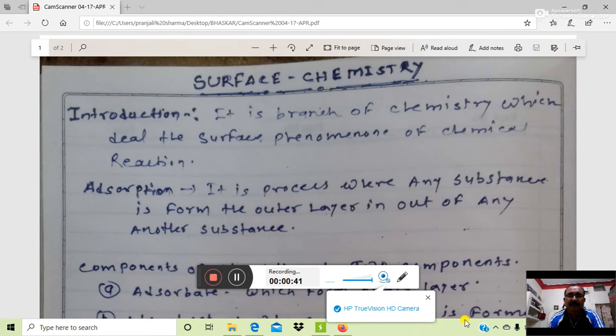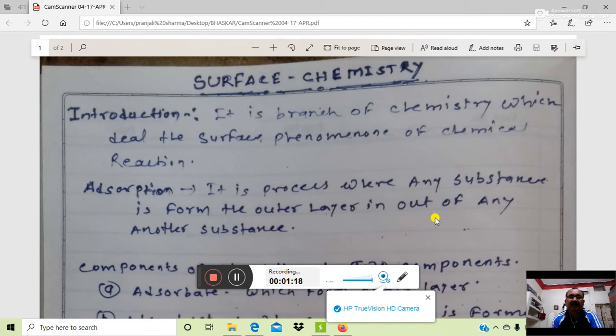Here, suppose you take any substance, and another substance forms a layer on the outer part as well as the inner part. That is a part of surface chemistry. Here we study one terminology, that is adsorption. What is adsorption? Adsorption is a process where a substance forms a layer on the outside of another substance. That is called adsorption.